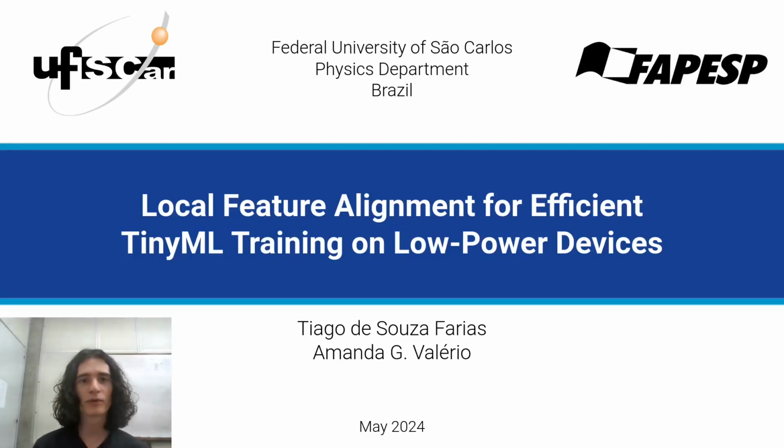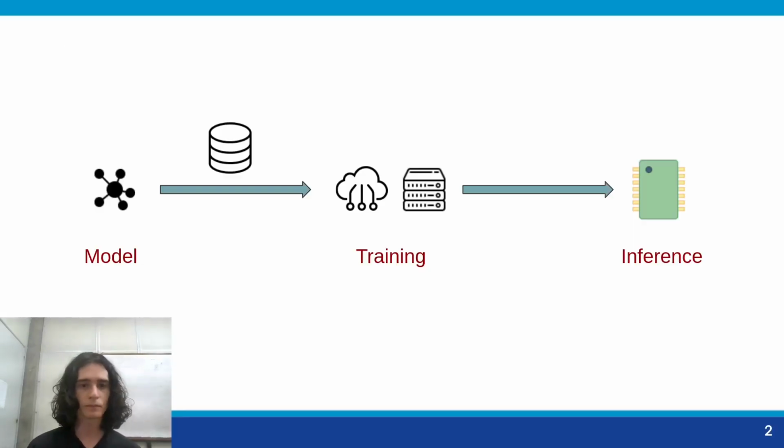I'm doing a postdoc at the Federal University of São Carlos, and today I'll talk about training neural networks in resource-constrained devices. So usually when you want to use a neural network in a resource-constrained device such as a Raspberry Pi or Arduino, you first have to train the model.